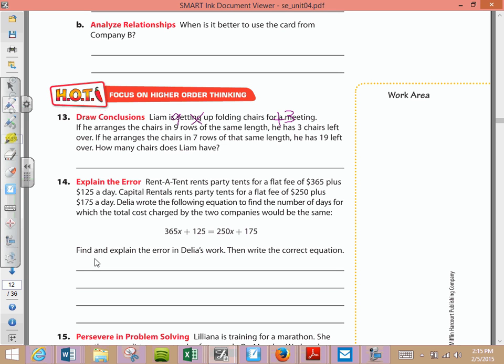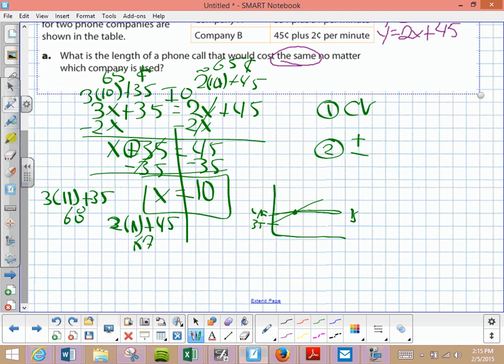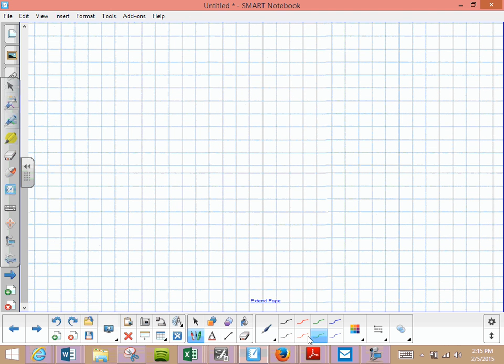That's the first equation. The other one is 7 rows, and we don't know how many chairs per row, and we have 19 left. So the equation would be 9x plus 3 equals 7x plus 19. And that's going to tell us what the value of x is, right? Basically, how many chairs are in each row. So let's take that over to this side. That would be 9x plus 3 equals 7x plus 19.